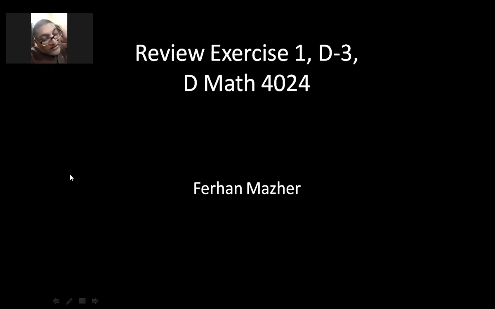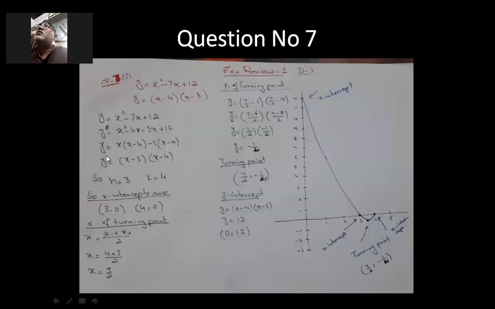So question number 7 is: express y equals x squared minus 7x plus 12 in the form y equals bracket x minus h bracket close bracket, bracket x minus k bracket close. So we have to represent this given quadratic equation in this form. This is the form in which the x-intercepts are shown. This h and k basically represent the x-intercepts. X-intercepts mean the points where the graph will be cutting the x-axis.